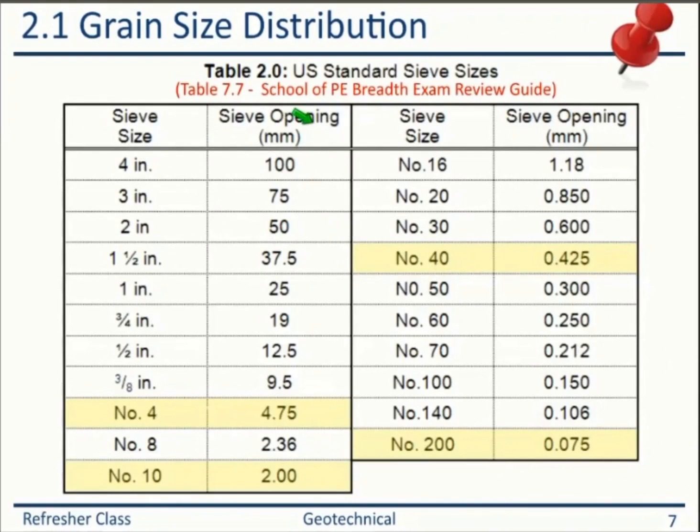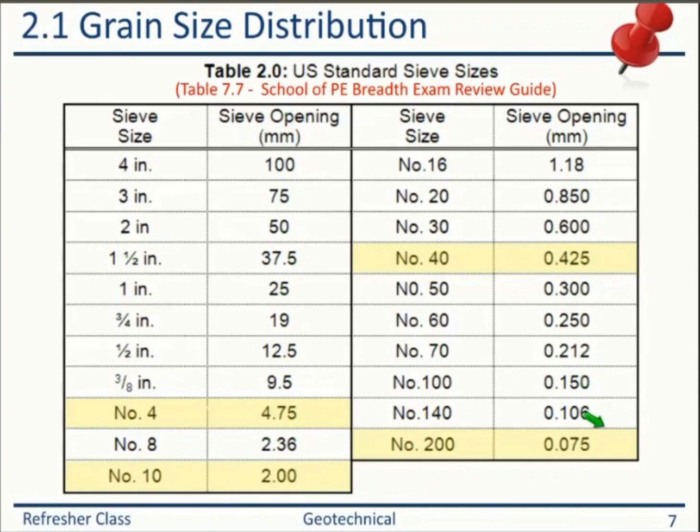In order to understand grain size distributions of a given soil sample, you should have knowledge of the sieve sizes and sieve openings. So this is your United States, or US, sieve sizes, and this is the corresponding sieve opening, and this sieve opening is nothing but the particle size, the particle diameter. Okay, particle diameter is in millimeters.